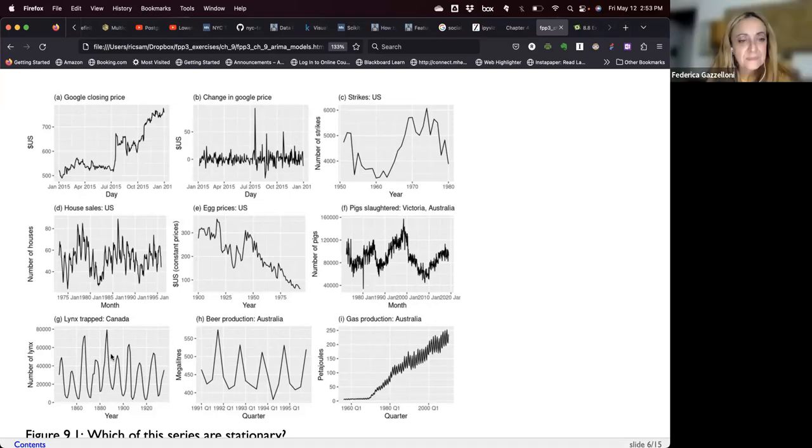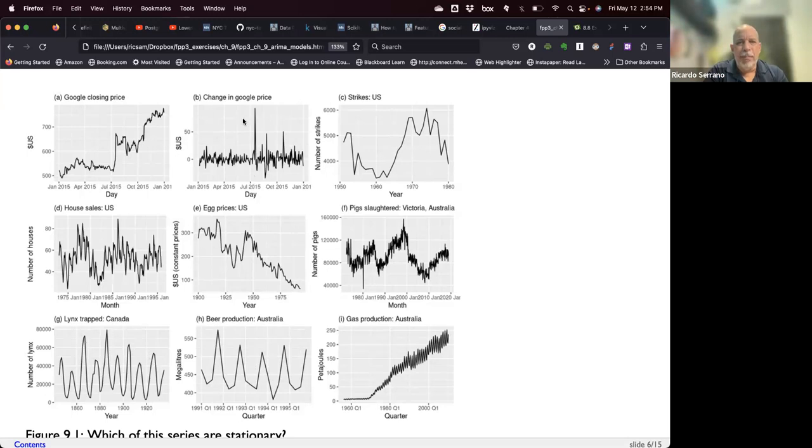So probably that won't be non-stationary. Okay, but let's see what happens when the author explains that one. The beer production stays the same, but it has a regular seasonality, so probably won't be. So the only one that we make sure, let's leave the lynx trap as an outlier.